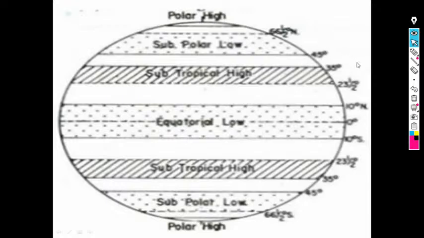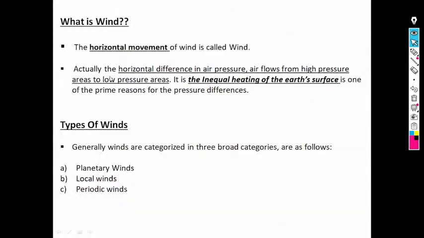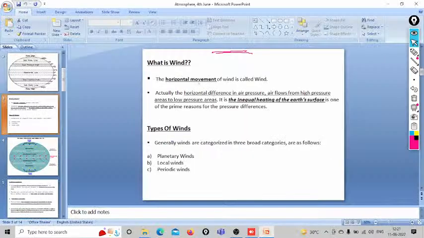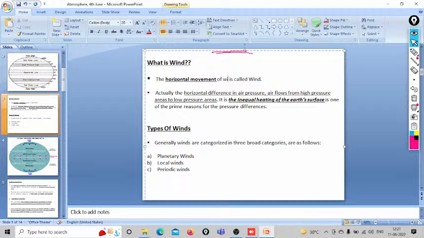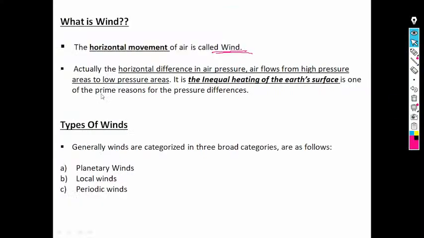Next we'll see what is wind. Wind is basically the horizontal movement of air. Horizontal movement of air is called wind. Just 1 second here. What is missing? Horizontal movement of the air is called wind.